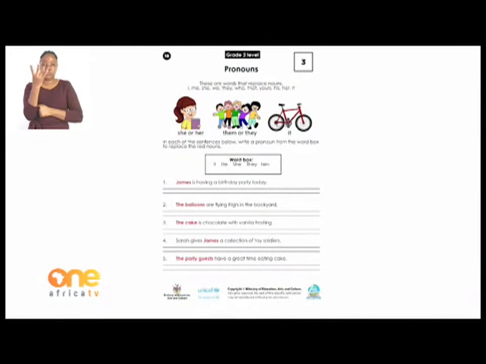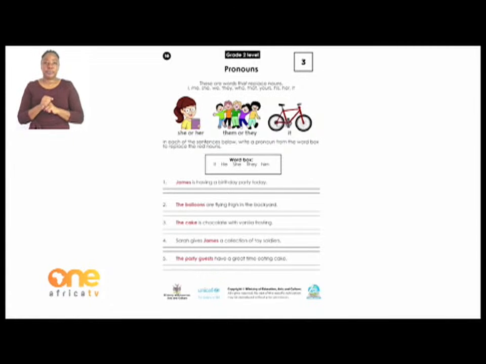On page 18, we have pronouns. Now, there are nouns and there are pronouns. What we were dealing with before are nouns, and these are pronouns. These are words that replace a noun. So it jumps into the place of a noun. And our pronouns can be I, me, she, we, they, who, that, yours, his, her, or it.